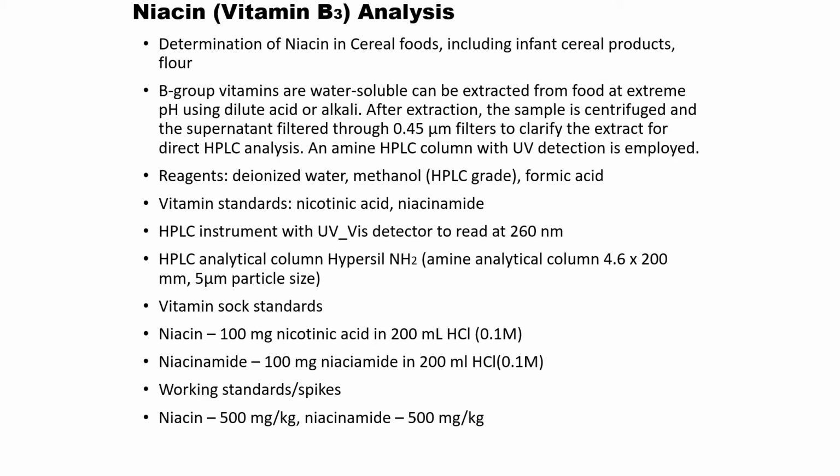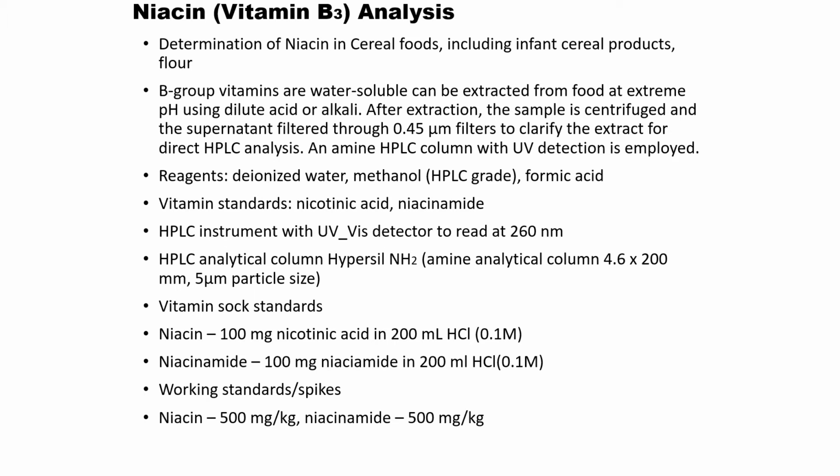vitamin B3 is water soluble and can be extracted from food at extreme pH using dilute acid or alkaline. After extraction, the sample usually will be centrifuged and the supernatant will be filtered using 0.45 micrometer filters as a cleanup step prior to the HPLC analysis. For this type of analysis, an amine type of HPLC column with UV detection will be employed. The reagents, for example, deionized water, methanol, and formic acid as an additive will be used.